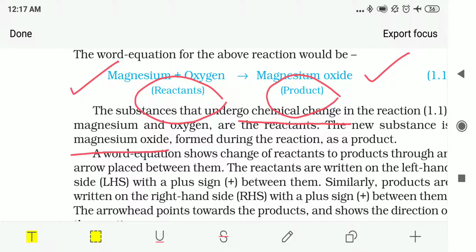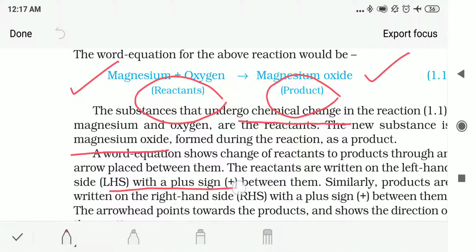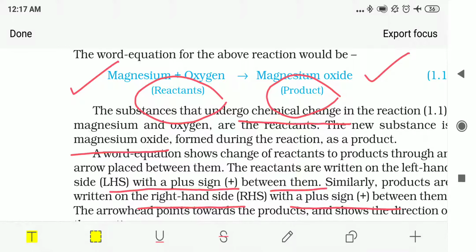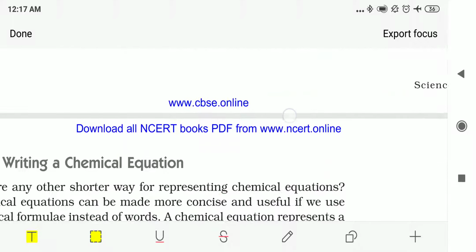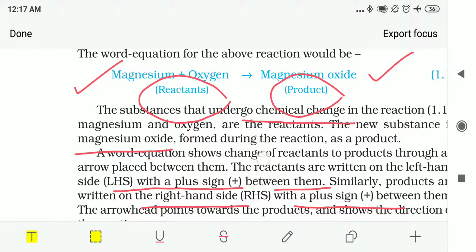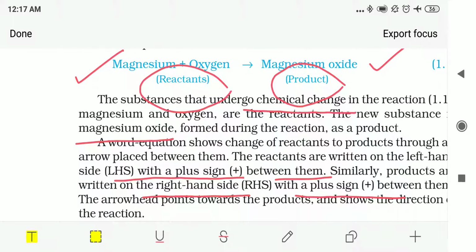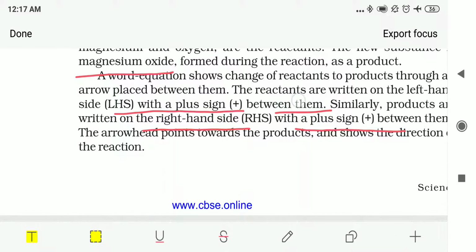The reactants are written on the left hand side, that is LHS, with a plus sign between them. Similarly, products are written on the right hand side with a plus sign between them, and the arrowhead points towards the products and shows the direction of the reaction. The arrow which we use shows the direction of the reaction. So the reactants are written on the left hand side and products on the right hand side.